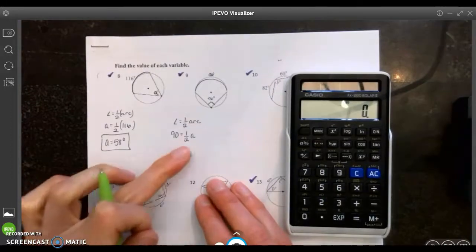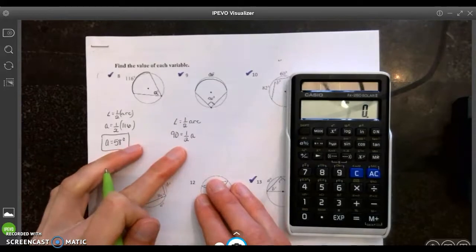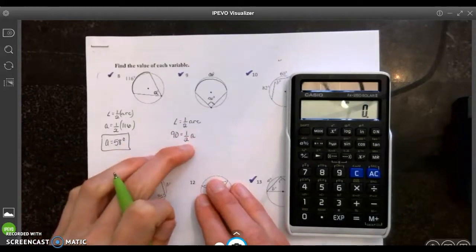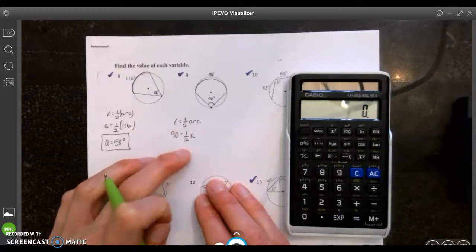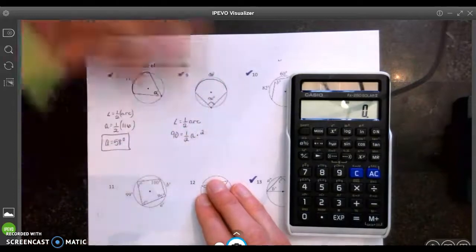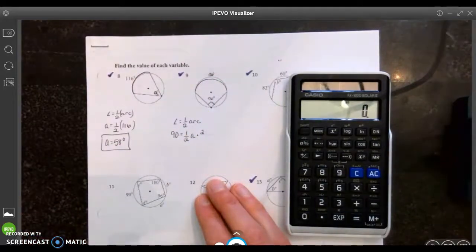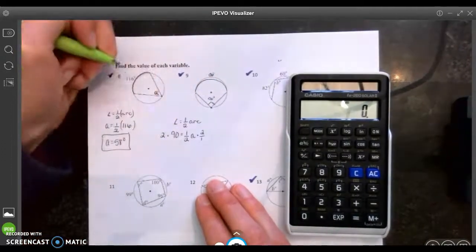This one's different. I'm not going to take half of A because I'm not going to get anything. I want to solve for A. The opposite of multiplying by 1/2 is multiplying by 2. Multiplying by 1/2 is the same as dividing by 2. So the opposite of that is multiplying by 2 over 1, or just by 2, on both sides.